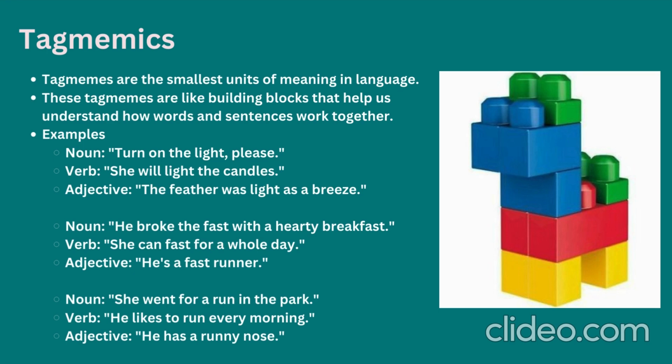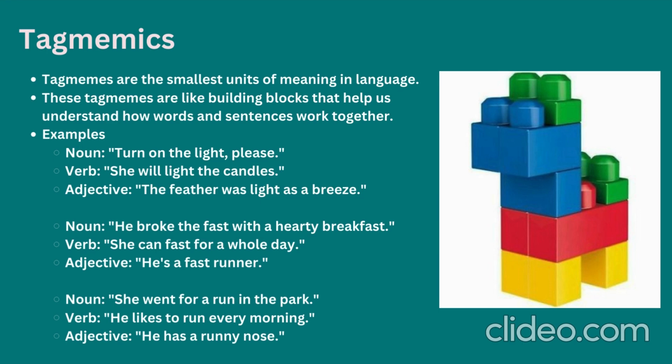And then another interesting thing is that a tagmeme will have a different function in different sentences or in different contexts. For example, look at the word light in the first set of examples. In the first sentence, it is used as a noun. Turn on the light, please. In the second sentence, the same word light is used as a verb. She will light the candles. In the third case, light is used as an adjective. The feather was light as a breeze. So here the word is the same, but in different contexts it will have different functions. So just like that, the tagmemes will have different functions in different contexts.